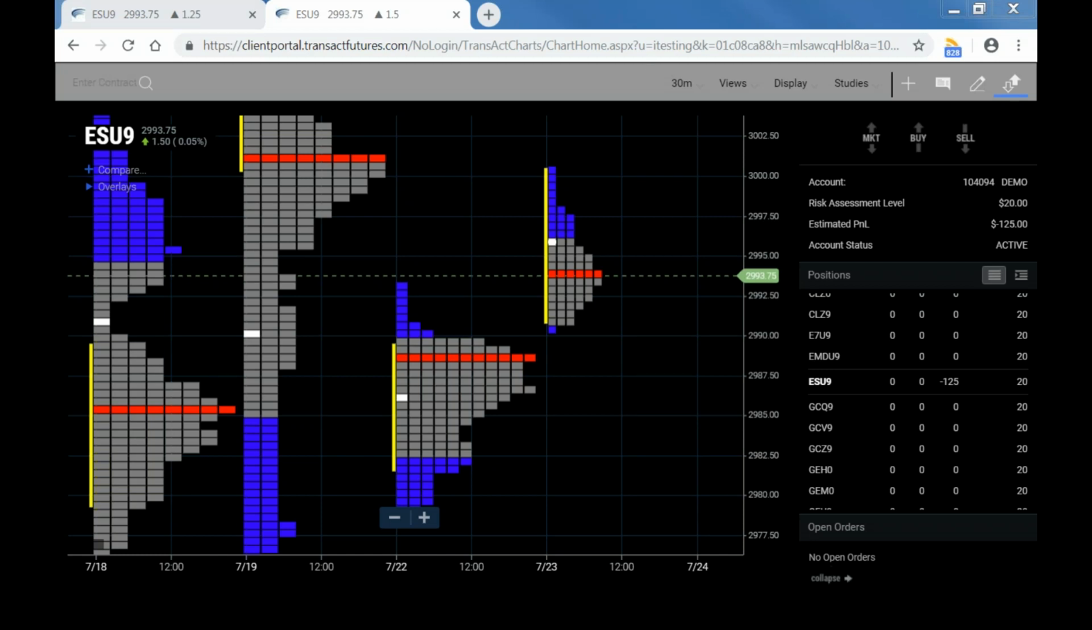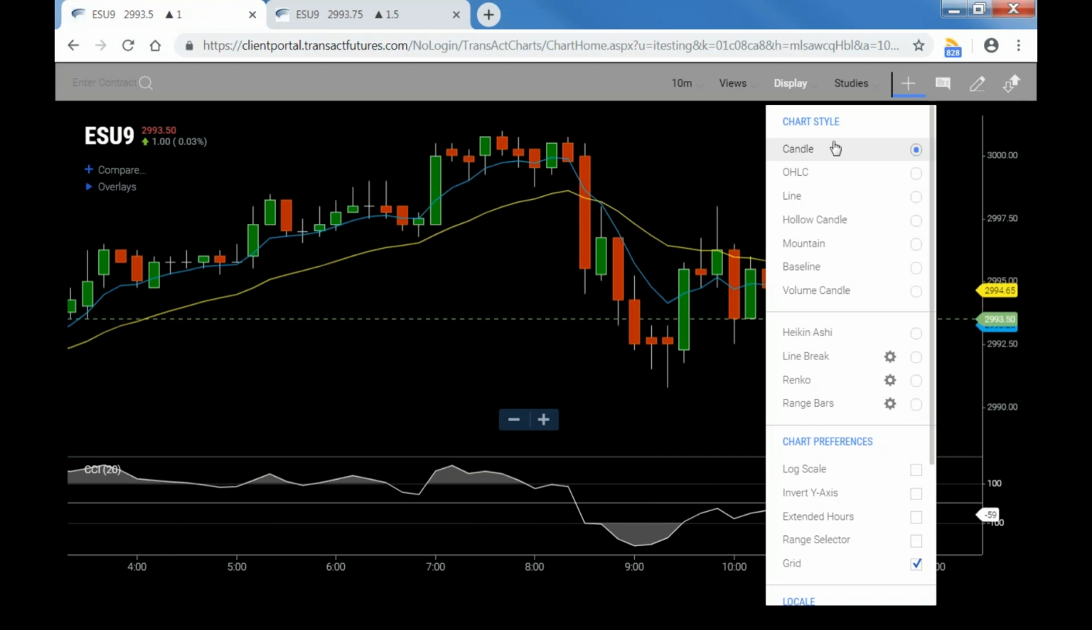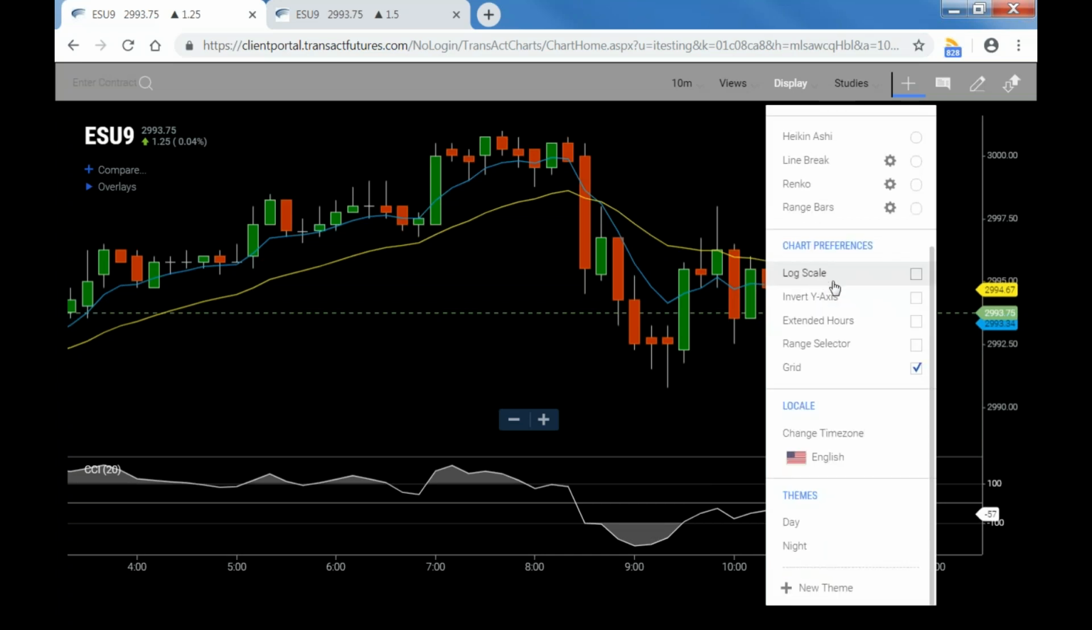Display tab, yeah. Stuart asks, display tab, show me the options. Okay, so display tab, you've got candle, open, high, low, close, line, hollow candle, mountain, baseline, volume candle, Heikin-Ashi, hopefully I pronounced that right, line break, Renko, and range bars. Log scale, I don't know what that is. Invert Y, extended hours, range selector, grid. Grid is the only thing I'd ever use here.